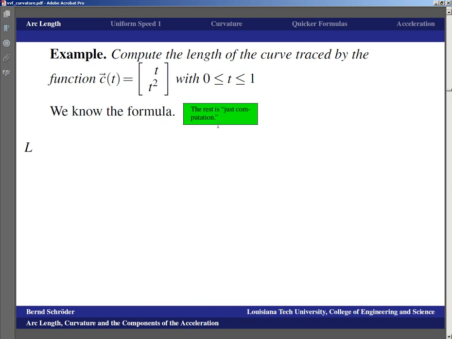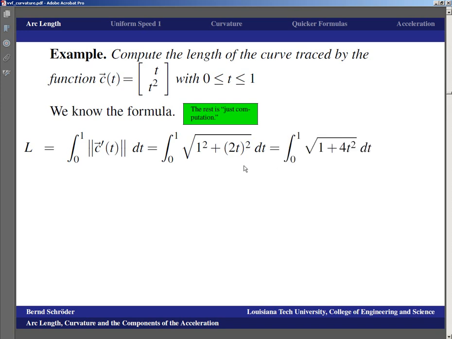The rest is just computation. What do we have? The length is the integral from the beginning to the end, which is 0 to 1, of the norm of the derivative, which is the integral from 0 to 1 of the square root of the derivative of t, which is 1, so 1 squared, plus the derivative of t squared, which is 2t, so 2t squared. And that ends up being the integral from 0 to 1 of the square root of 1 plus 4t squared. Yeah, great. You try to integrate that, and if you're really good, you can actually integrate that by hand.